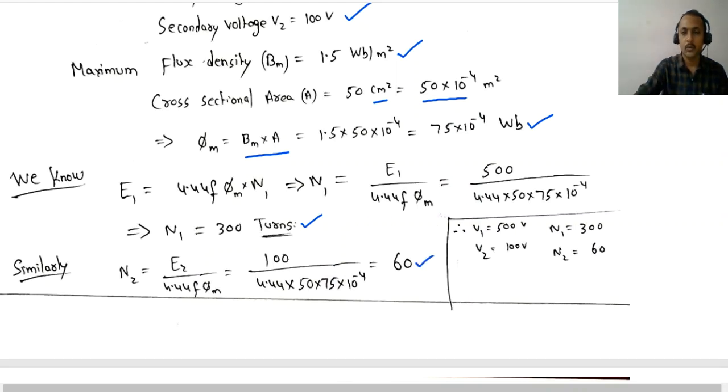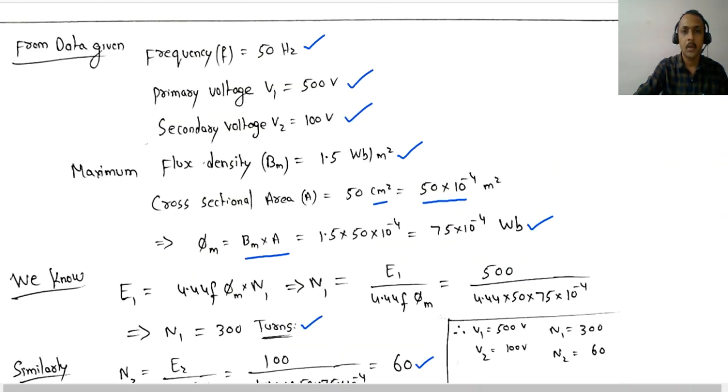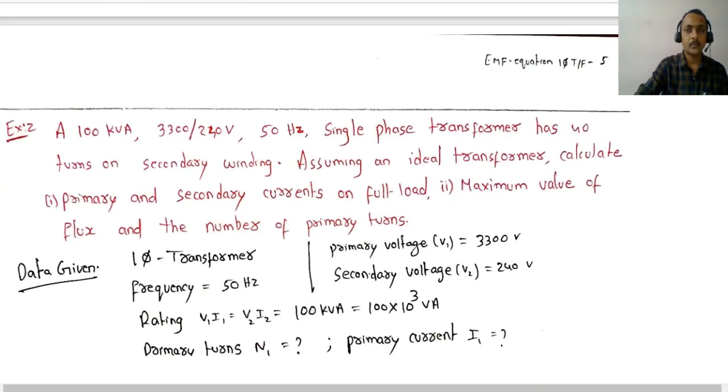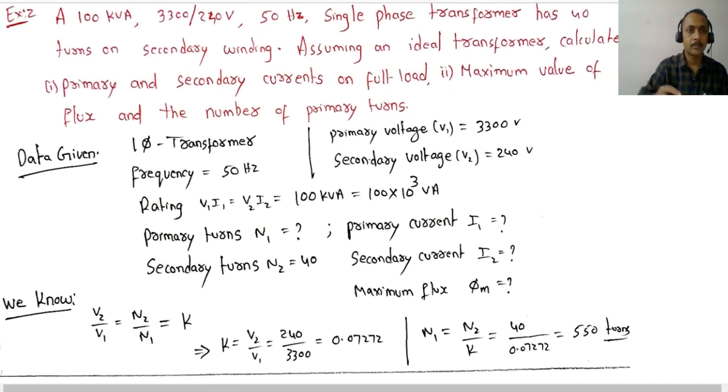Clear? So in this example, simply he gave you primary voltage, secondary voltage, supply frequency, maximum flux density and cross-sectional area. From that we have found out the number of turns in the primary and secondary. In this entire discussion, this formula is important: E1 equal to 4.44 F phi m N1. Clear? Yeah, good. Now let me see one more example.